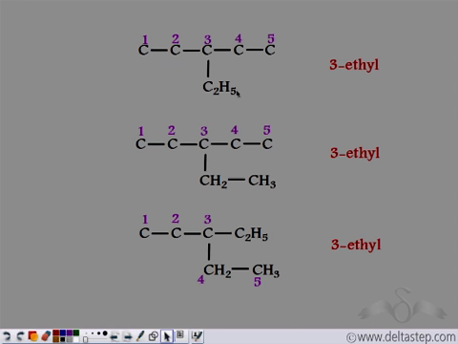In the third case, if you expand this and say you take this as the longest chain, what do you observe? Still the substituent, that is the ethyl group, is attached at carbon number 3. So the prefix still remains 3-ethyl. So instead of taking this as the longest chain, if you expand the ethyl group and take this as the longest chain, it still remains the same, because our prefix, that is our substituent, is still attached to carbon number 3. So it does not make a difference.